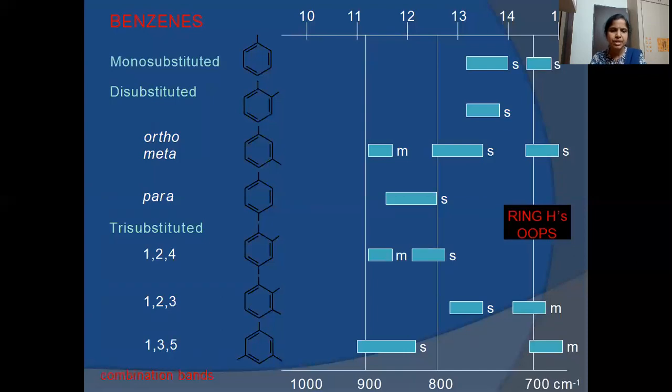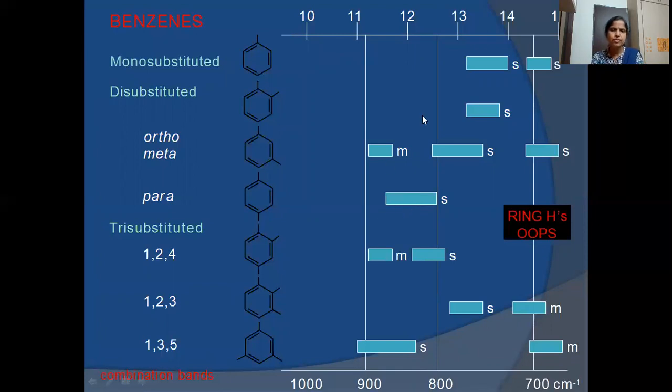Then if we are taking benzene as an example, monosubstituted and disubstituted. So monosubstituted benzene, 2 bands; disubstituted benzene, 1 band, ortho, meta, para. So this is ortho, disubstituted ortho. Then we have meta, this is, you can see below 800, 2 bands, and 1 band above 800. Then para, around 800 to 900, 1 band.